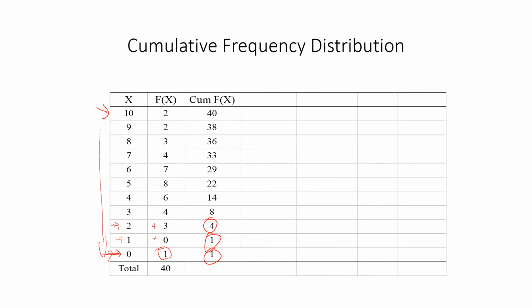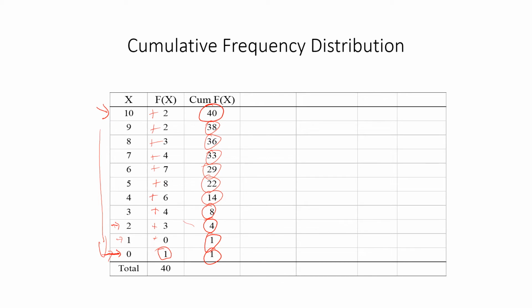Next, there are 4 scores at 3. So if we add that to the 4, we get 8. So there's 8 scores at 3 or less. The next, we can add 6 to that. We get 14. Add 8 for the 5, you get 22, all the way up. When you add 7, you get 29. You add 4, you get 33. 3, you get 36. 2, you get 38. And then finally 2, you get 40.